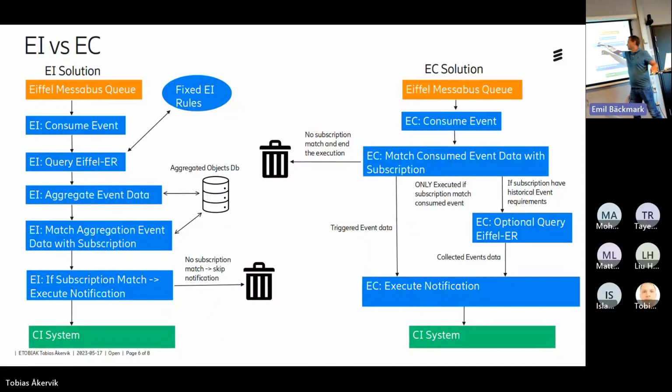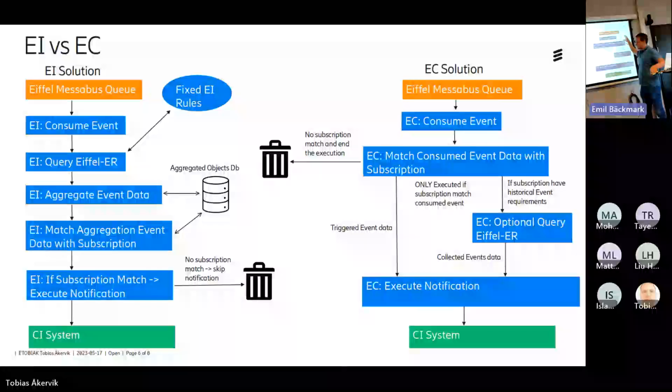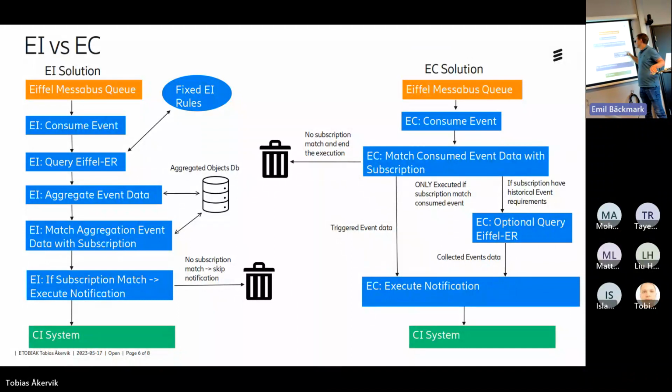And we don't have any rules in the background, so the system doesn't have any rules. In the subscription you tell whether you want the option of historical event data or not, or whether you just want the event data that you figure out to notify. So it becomes a little bit dynamic, but it has some drawbacks. We can maybe take that later.